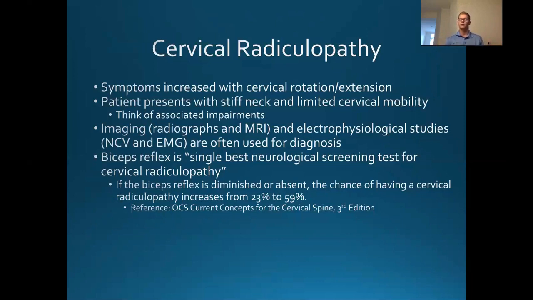And then also, something that's very interesting, I talk about using reflexes to help rule in cervical radiculopathy. Well, if you do a biceps reflex test, it's the single best neurological screening to help diagnose cervical radiculopathy. So if someone comes in and their biceps reflex is diminished or absent, the chance of having cervical radiculopathy increases from 23% to close to 60%. That's just with that one test. So let's say you do your clinical cluster, the 4 different tests for cervical radiculopathy, which we'll talk about in a second, but then also you do a biceps reflex. All these things are adding up and increasing your likelihood of having cervical radiculopathy.